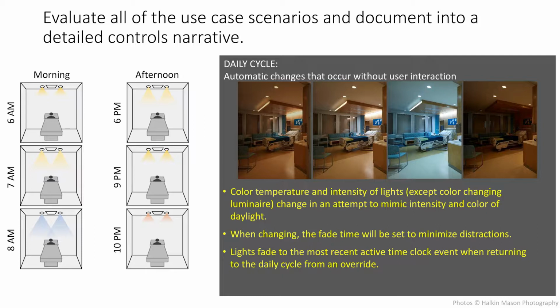It gets too complicated. You can do it from an astronomic time clock and start the trigger point. So lights fade from the most recent time clock event when returning from a daily cycle. Say there's an emergency, and during that emergency the lights decided that later, if the emergency wasn't in place, they would go to a different intensity and a different color temperature. I want to catch up to that event and fade to it. Yes?